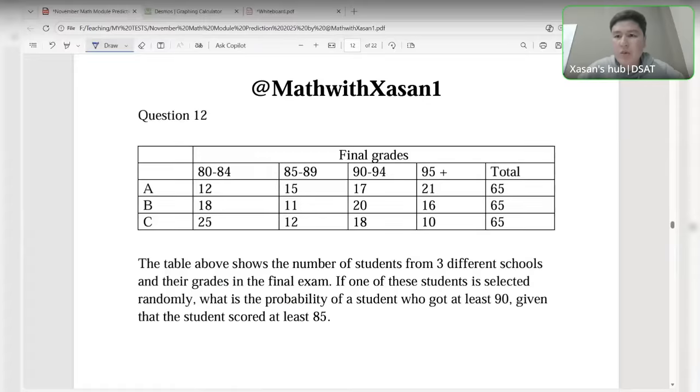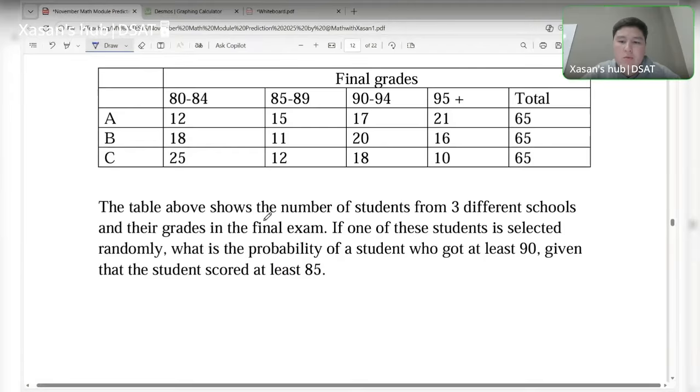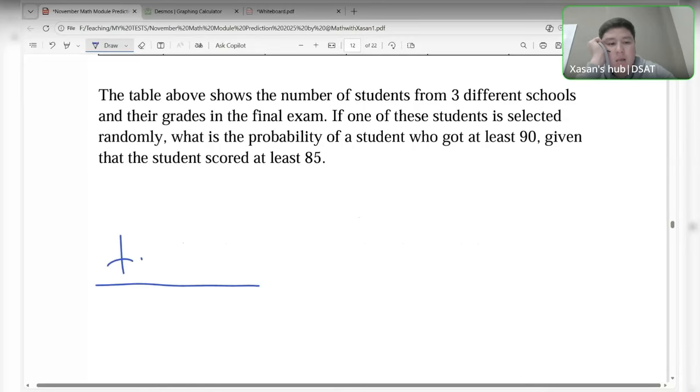So 51 over 70, of course, is the correct answer. So why? Understand, the table above shows the number of students from 3 different schools and their grades in the final exam. If one of the students is selected randomly, what is the probability of a student who got at least 90, given that the student scored at least 85? Guys, understand? In probability, we just have the target, and I do it like this, divided by the subtotal.